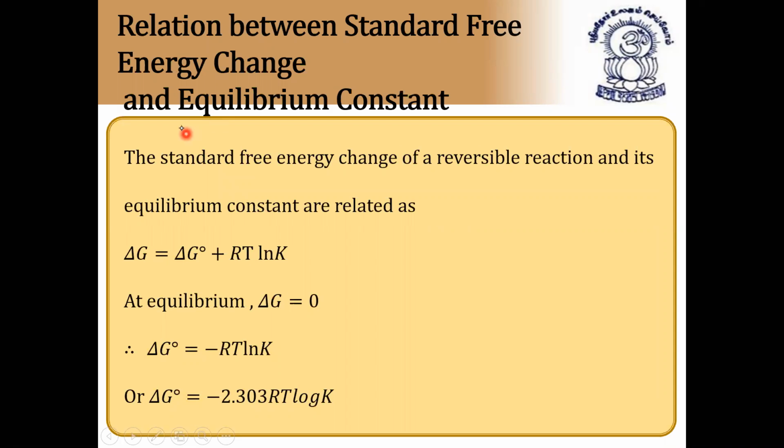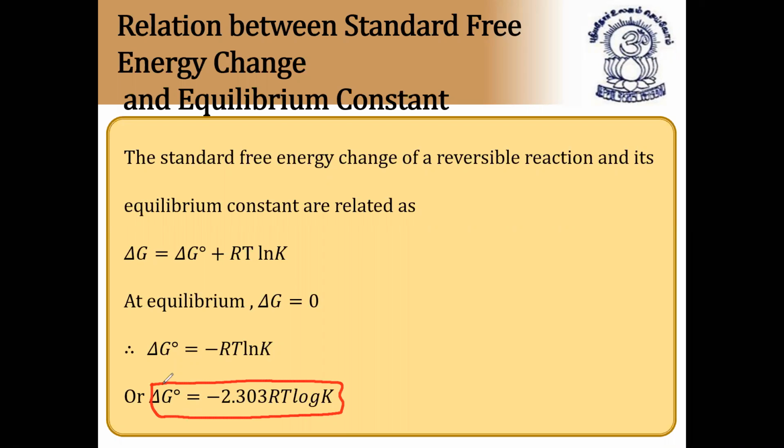Next, relation between standard free energy and equilibrium constant. Equilibrium constant we are going to discuss in the next chapter, that is chemical equilibrium. The standard free energy change of a reversible reaction and its equilibrium constant are related as delta G is equal to delta G degree plus RT ln K, that is natural logarithm. At equilibrium, delta G is equal to 0. So delta G degree is equal to minus RT ln K, which is also equal to minus 2.303 RT log K, where R is called gas constant.